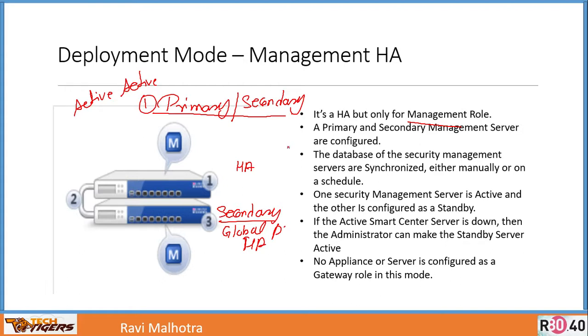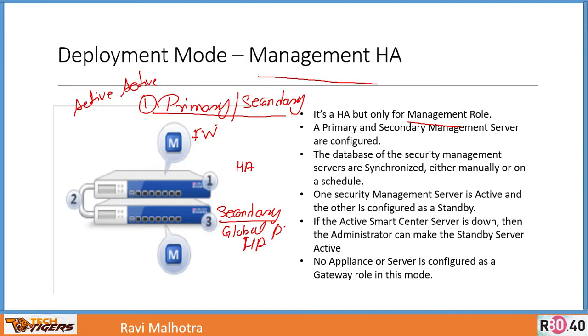When the active SmartCenter server is down, then the administrator can make the standby server active. Once this management server is active, he will be able to log back in, and he will be able to manage firewalls. He will be able to install policies. He will be able to see the logs, current logs as well, and all that. So he will be able to do complete operations to manage all his firewalls, right? The other point is that no appliance or server is configured as a gateway role in this model. That's what you need to take care of. This is absolutely management HA. There is no firewall discussion in this mode, right?